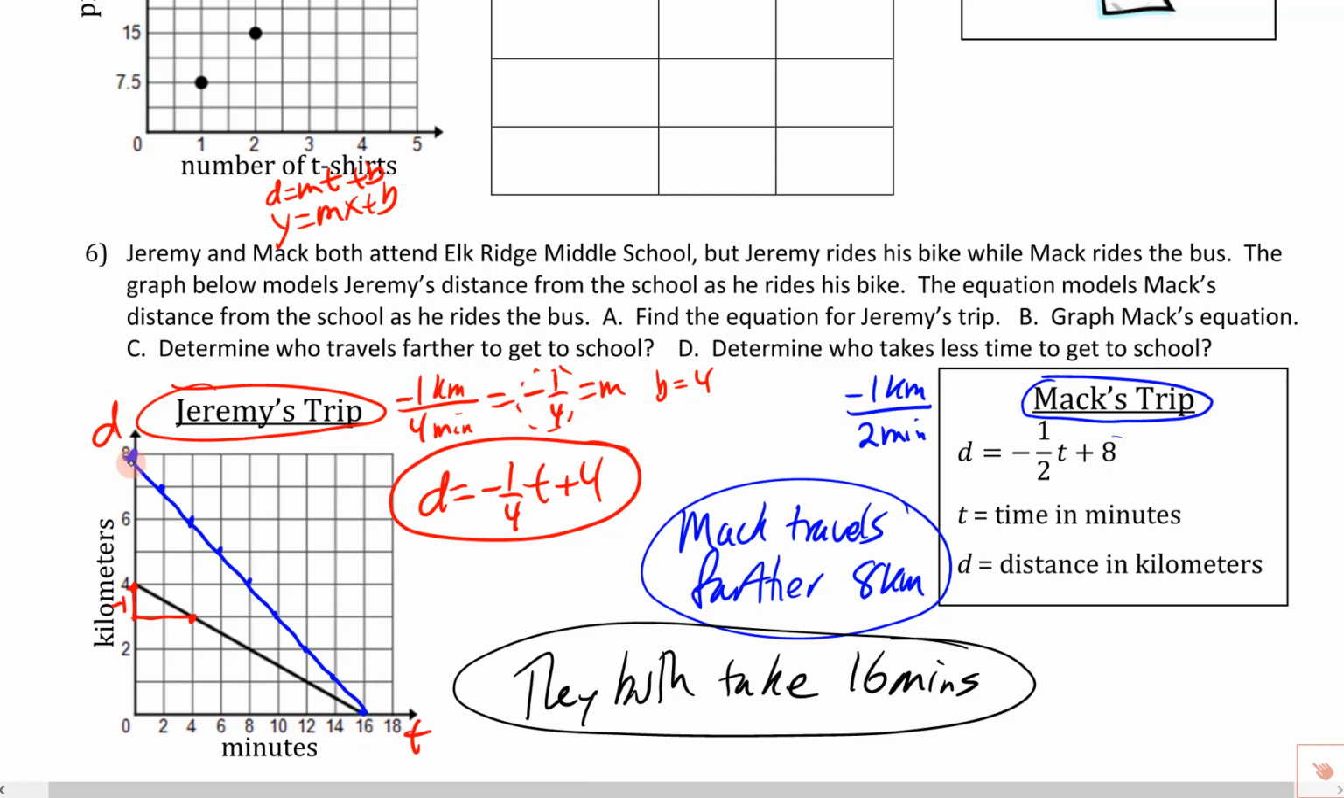But Mac had to travel much further. He had to travel twice as far. So I guess that begs the question, who's going faster? Who would be going faster? Well, if you stop and think about it, the person that's going faster covers more distance in the same amount of time. So Mac is going faster. So I'm going to write this down. Mac is faster. Now that kind of makes sense because he's on the bus, right? And if you take a look over here, at our rates of change, Jeremy can cover a kilometer in 4 minutes. That's what we figured out. Mac can cover a kilometer in 2 minutes because he's on the bus. He's going twice as fast as Jeremy is on his bike.